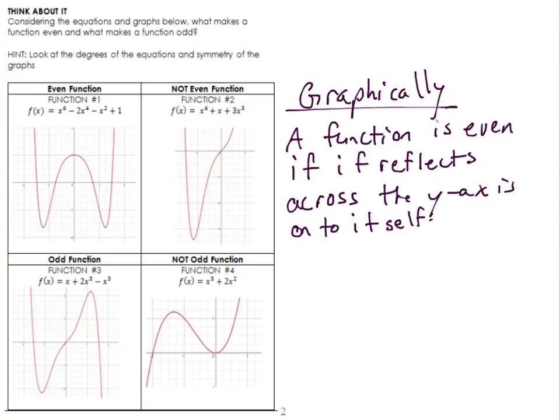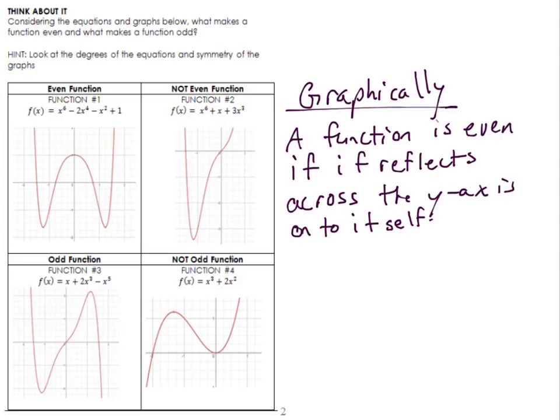And if you look at function number 1 here, if you were to bend that in half across the y-axis, in a sense you're taking a piece of paper and folding it in half and seeing if the graph is on itself, right? That's what it means to reflect across the y-axis. So for each x value, its negative has the same corresponding y value. So you can fold it in half across the y-axis and it lies on the same line. That's what it means to be even.